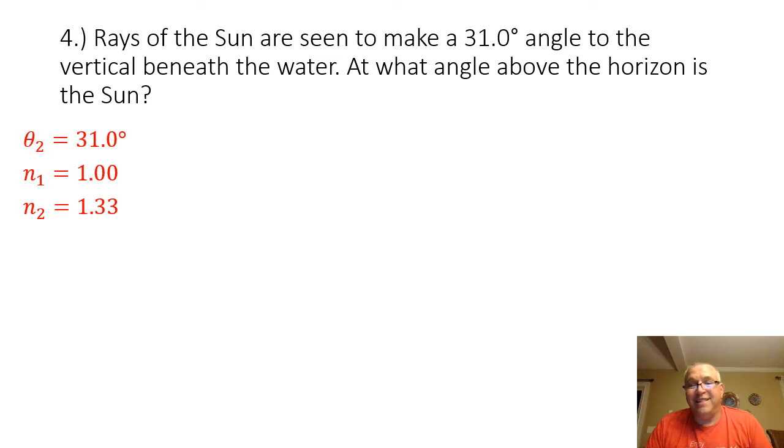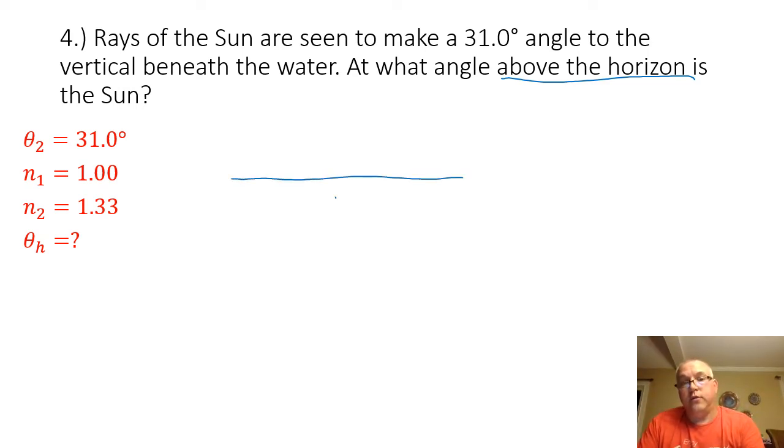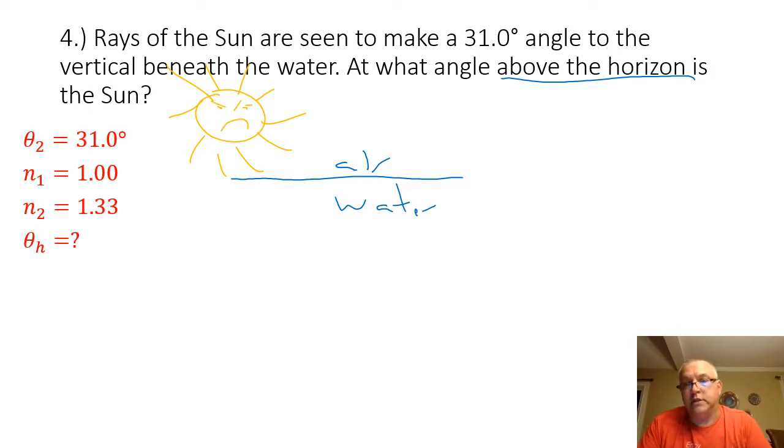And we were trying to find the angle above the horizon. So if I was to draw this in a really horrible picture, here is the water, here is the air, we have our sun up here, and remember, we have a very mean and angry sun because it gives us skin cancer. And so the ray of light is traveling through from the sun to the water.